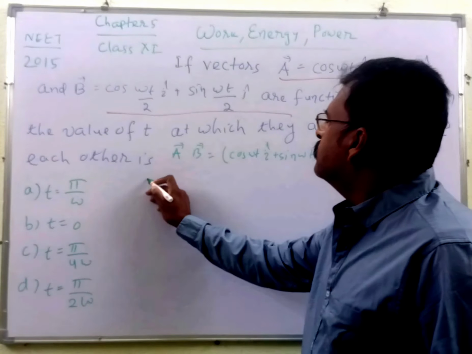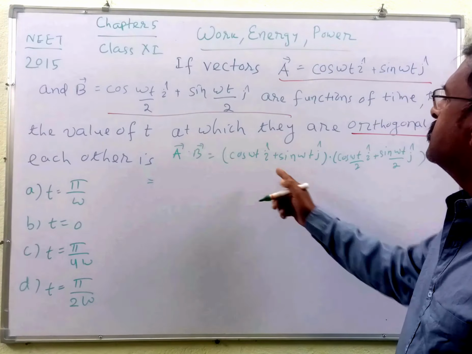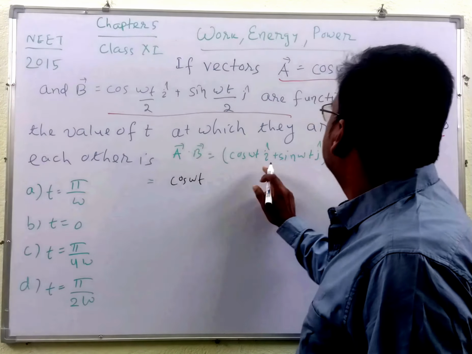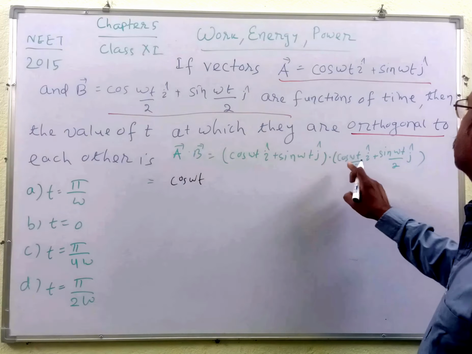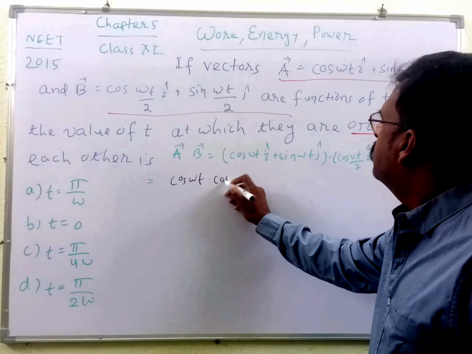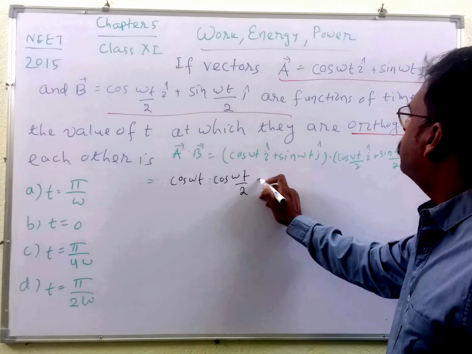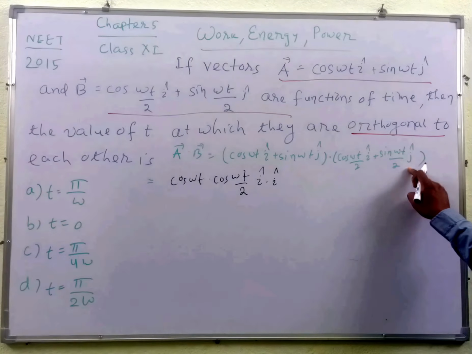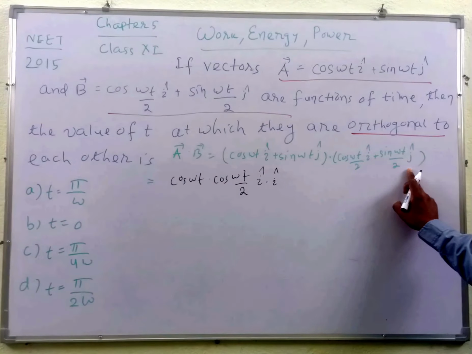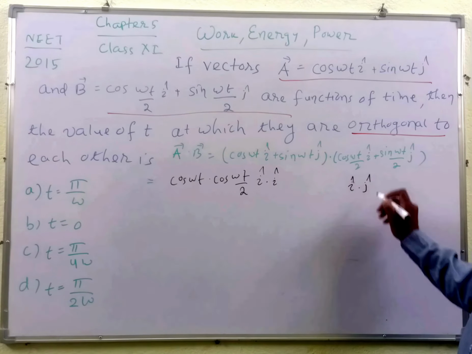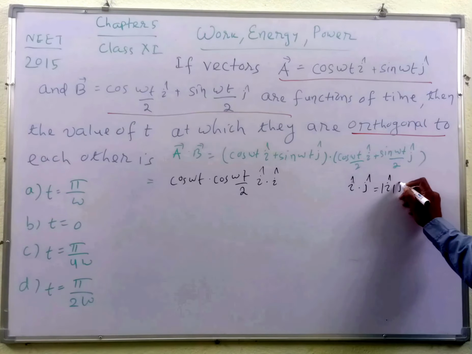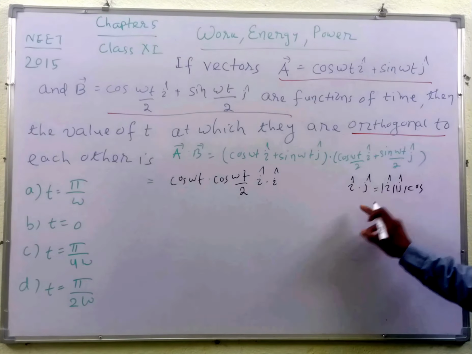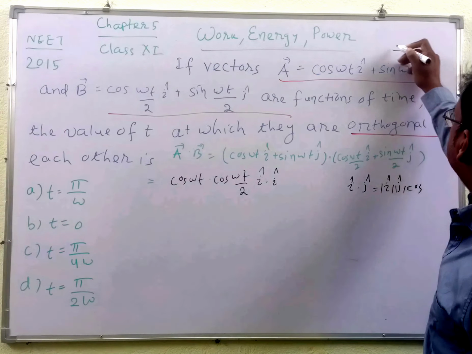Okay, students. So this is equal to cos omega t, this i cap, and this will multiply with cos omega t by 2 and i cap dot i cap. Okay, student. And this i cap, when this will be multiplied with j cap, what is i cap dot j cap, student? We know that is mod i mod j and cosine theta. What is theta? The angle between i cap and j cap. What is i cap and what is j cap, students?